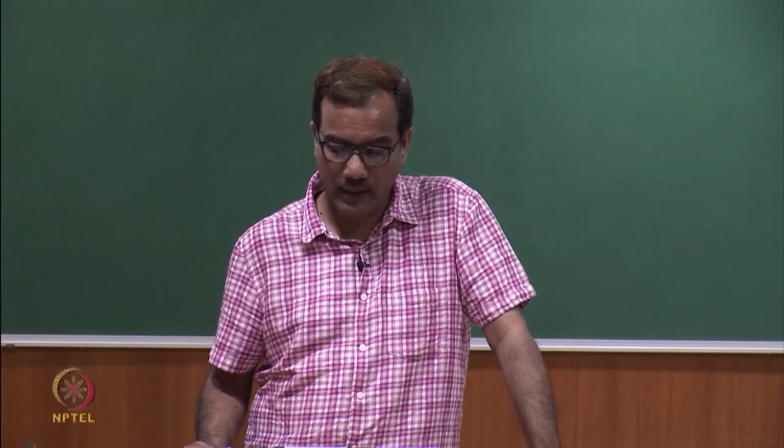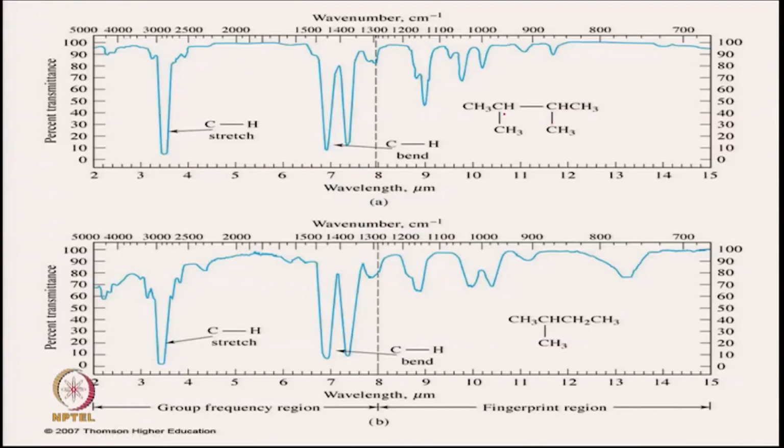Now, look at this 2-pentene and 2,3-hexene. Just a small change, one methyl group you have attached to this part, and you see the fingerprint region is totally different. And so, just by looking at the fingerprint region, you can tell which molecule is present in the sample. No two molecules have identical IR spectrum.